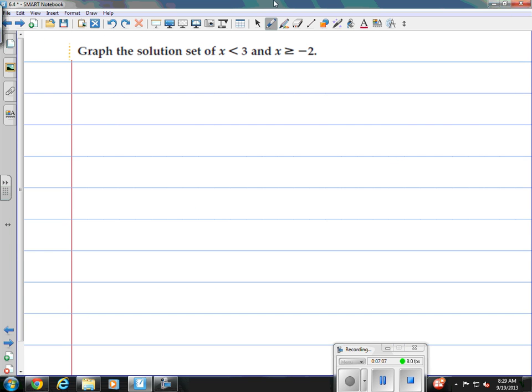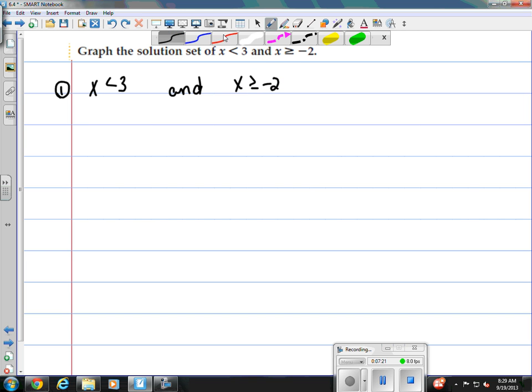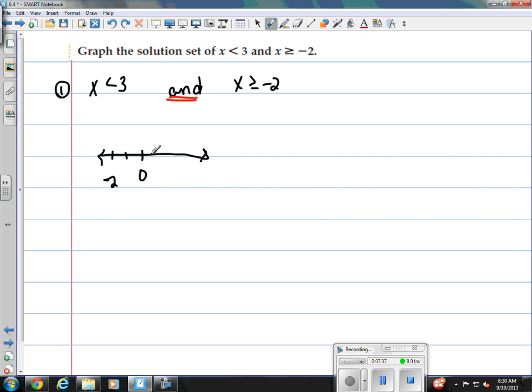So let's look at some examples. Example 1 asks us to graph the solutions x is less than 3 and x is greater than or equal to -2. The very first thing we do is figure out what type of compound it is, and it tells us it's an AND. We make our number line. We want our smallest number to the left. So between 3 and -2, -2 is smaller. And we go -1, 0, 1, 2, 3.